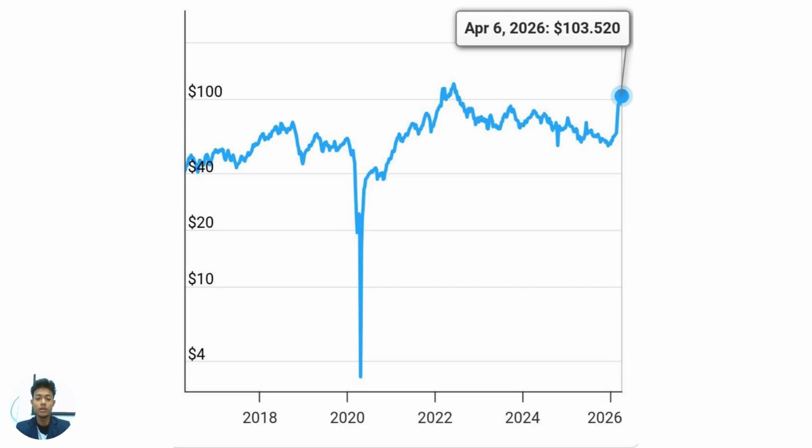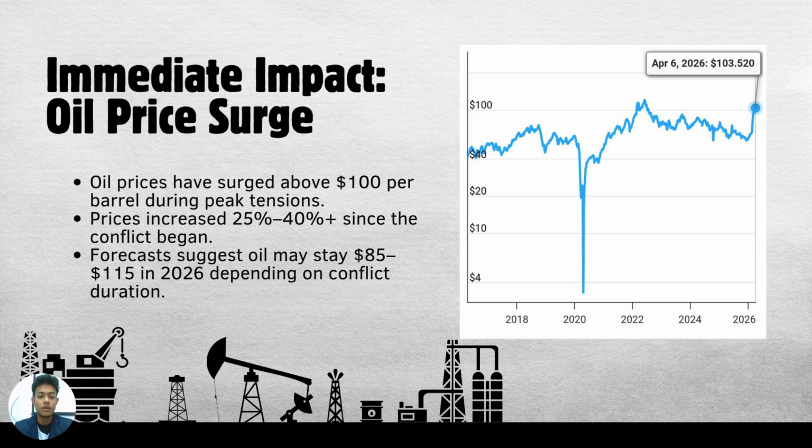Next, let's talk about the immediate impact supported by this chart. This chart shows the price of WTI or West Texas Intermediate crude oil over a 10-year period from around 2016 to April 2026. The vertical axis shows the price in dollars, while the horizontal axis shows time. From 2017 to 2019, oil prices fluctuated slightly, staying mostly between $40 and $70 per barrel. This means the market was relatively stable during that time.